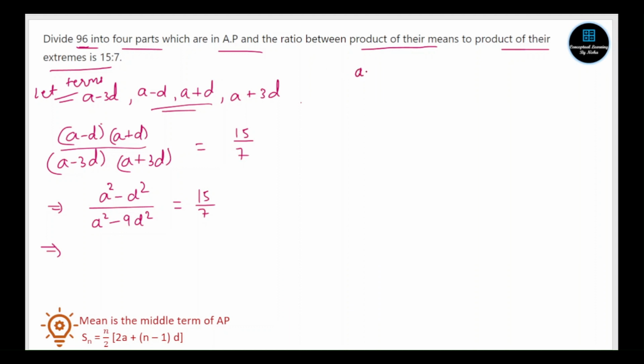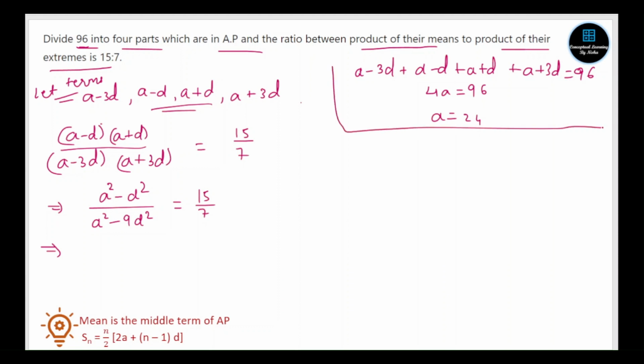So what I can say: a minus 3d plus a minus d plus a plus d plus a plus 3d is equal to 96. On simplifying this, I'll get 4a equals 96, and a equals 96 divided by 4. That gives me 24, right? So I have the value of a now, which I can use here to solve this.